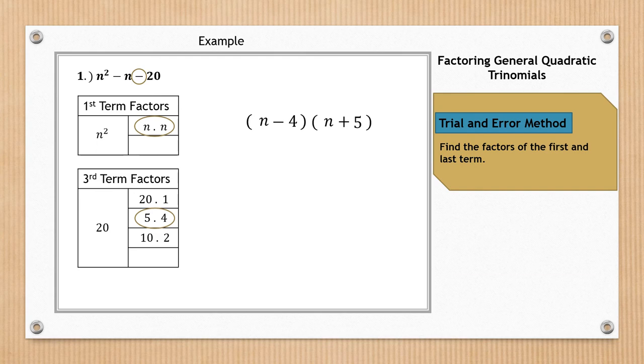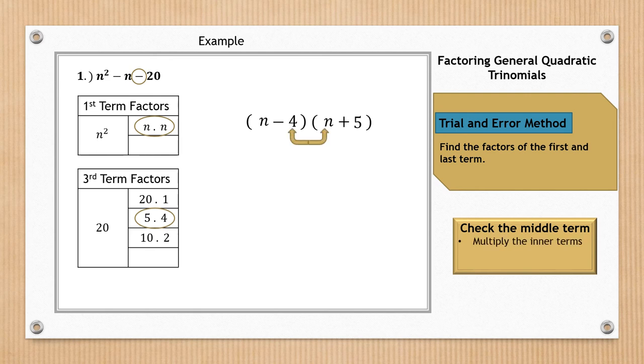So, let's check the middle term. So, how to check the middle term? You multiply the inner. So, that is negative 4 times n. That is negative 4n. Next, multiply the outer. That is n times 5. That is positive 5n. Then, you add the result.